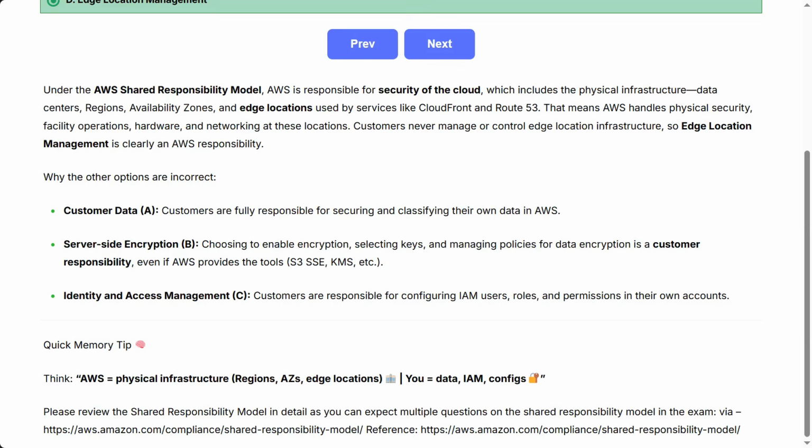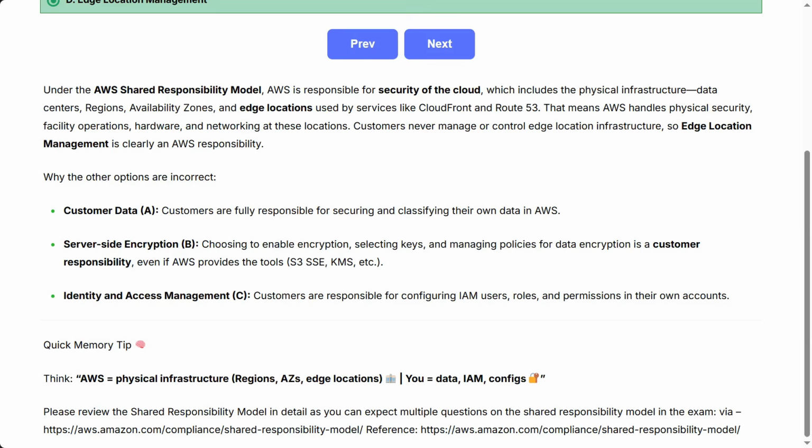Why the other options are incorrect? Customer data, A. Customers are fully responsible for securing and classifying their own data in AWS. Server-side encryption, B. Choosing to enable encryption, selecting keys, and managing policies for data encryption is a customer responsibility, even if AWS provides the tools, S3 SSE, KMS, etc. Identity and access management, C. Customers are responsible for configuring IAM users, roles, and permissions in their own accounts.